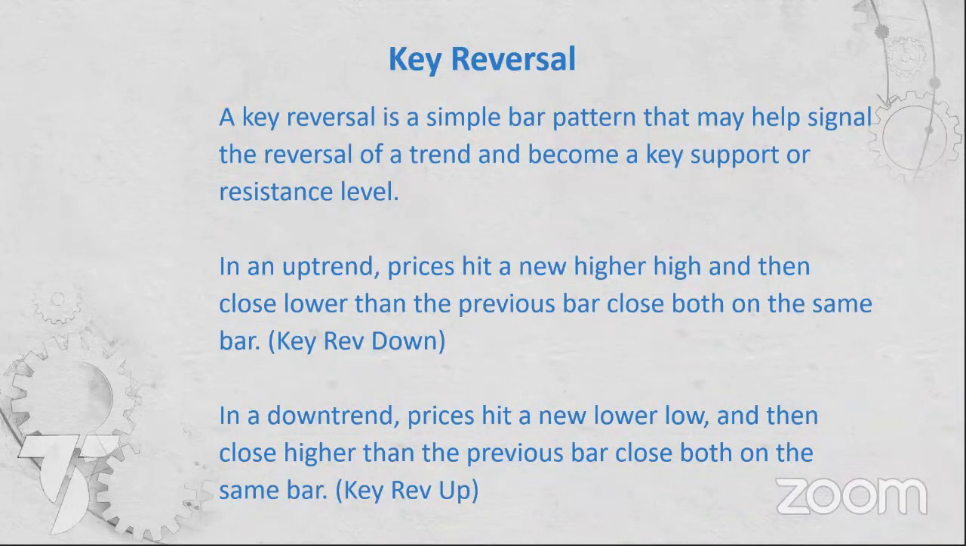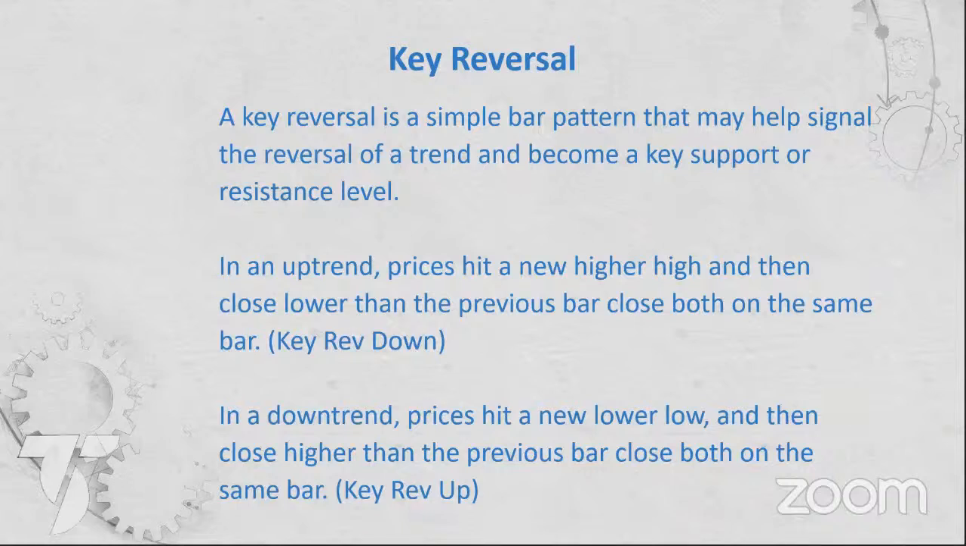So a key reversal is a simple bar pattern that signals a reversal of the trend, typically. And it can be used on pretty much any bar interval, but it's better on less noisy bar intervals, like 60-minute charts or daily charts, that kind of thing. It's very noisy at 1 minute and 3 minutes, probably not designed for that kind of interval. I use it on a daily chart, to be honest with you, most of the time. Sometimes a 60-minute chart or 120-minute chart.